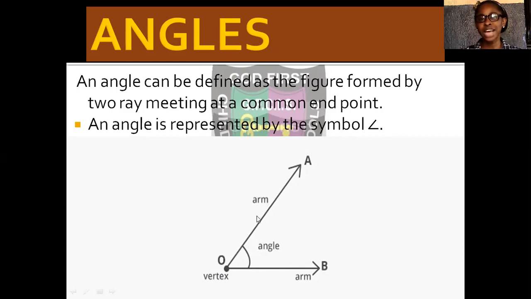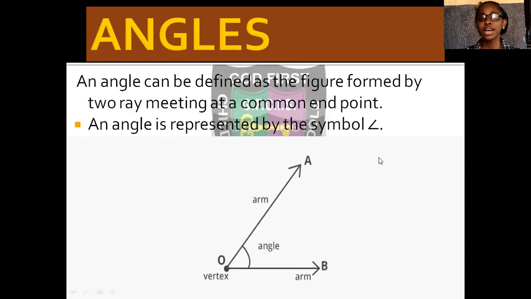This part is the arm, and this other one is the arm. This is the vertex. The common meeting end point forms an angle. Again, an angle can be defined as a figure formed by two rays meeting at a common end point. The symbol of an angle is this one. Instead of writing angle in full, you can use this as a symbol of an angle.